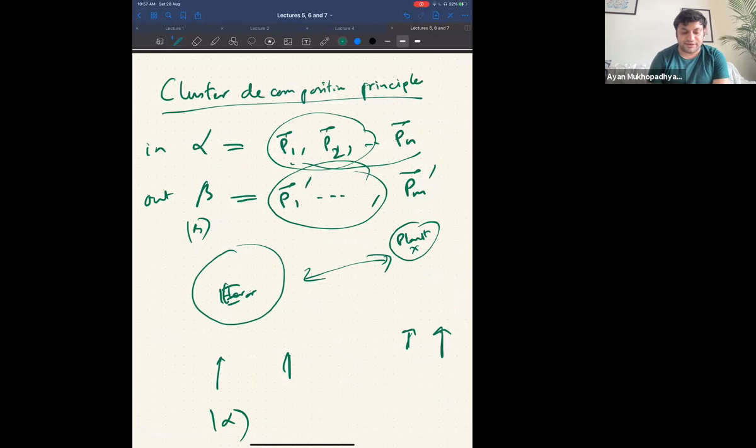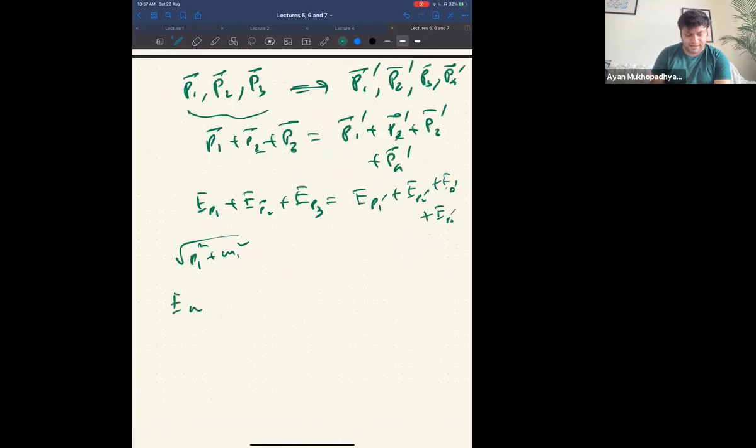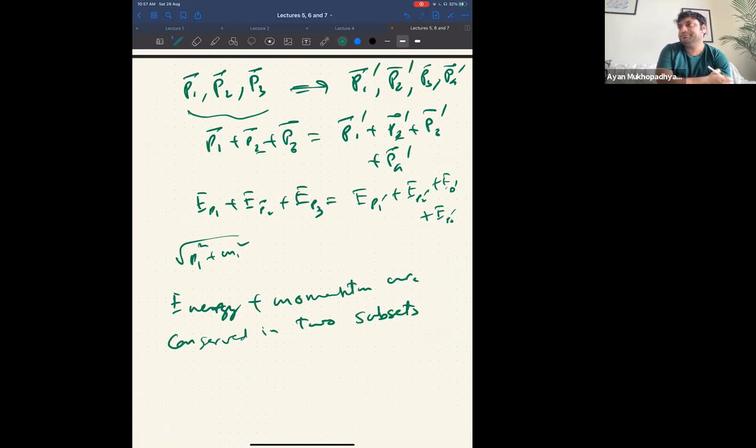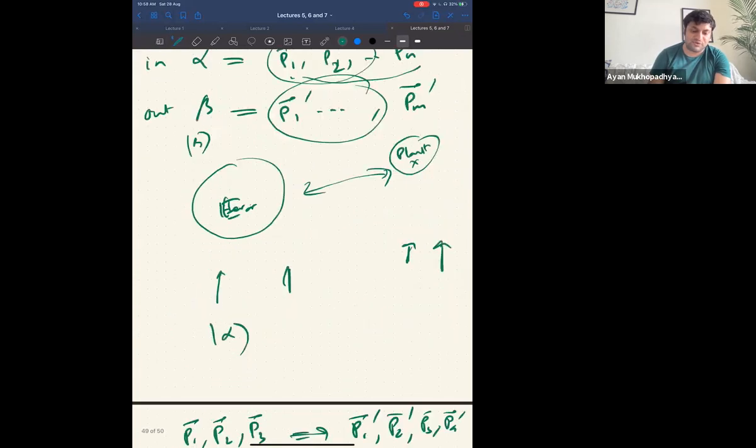There could be other particles somewhere else, but these two processes are occurring such that the energy-momentum vectors, energy and momentum, are conserved in two subsets. So if that is the case, what we are going to show is as follows.